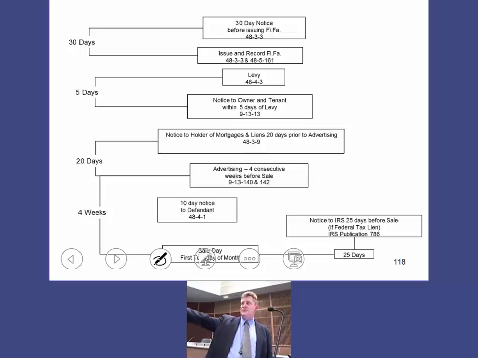But that's the process to conduct a tax sale, and you really have to dot your I's and cross your T's. It's very procedural. And there's court cases where tax sales have been thrown out just because a levy wasn't done properly. And all that means is the entry on the FIFA that a levy's been made wasn't indicated on the FIFA. That invalidated the whole tax sale.